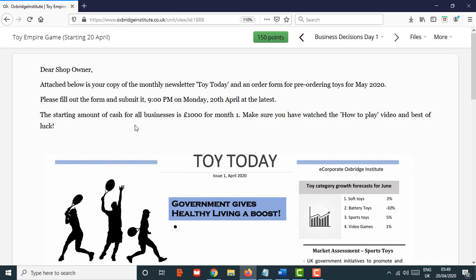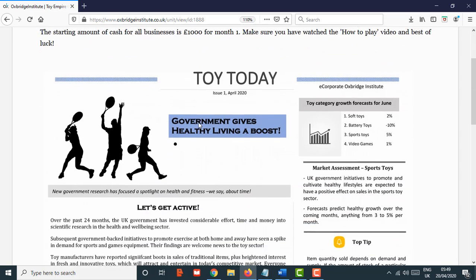The starting amount of cash for all businesses is £1,000 for month one. Make sure you have watched how to play video and best of luck. So this starting cash will vary after the first round depending on your individual performance. But for round one, this is £1,000 for everyone.